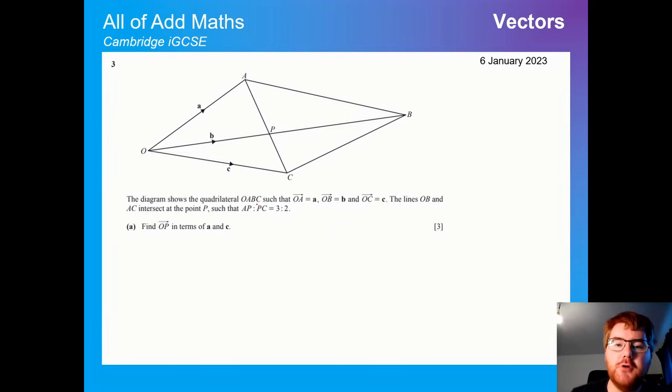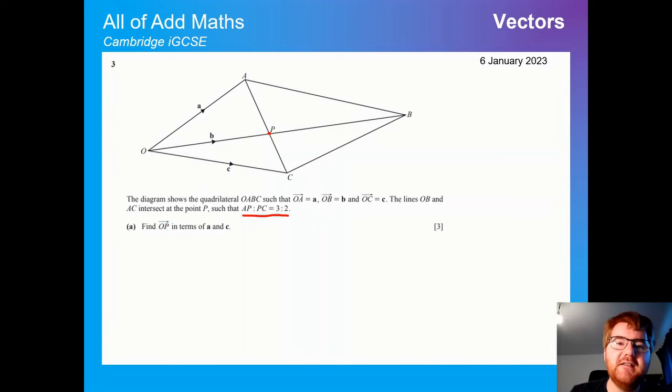So we have a quadrilateral OABC here, where OA is the vector A, the vector OB is going to be B. So remember, this vector OB goes all the way across, which is not very clear from the diagram, and then OC is equal to C. And we're told that OB and AC intersect at this point P in the center of the shape, where the ratio of AP to PC is 3:2, which we're going to use in a moment.